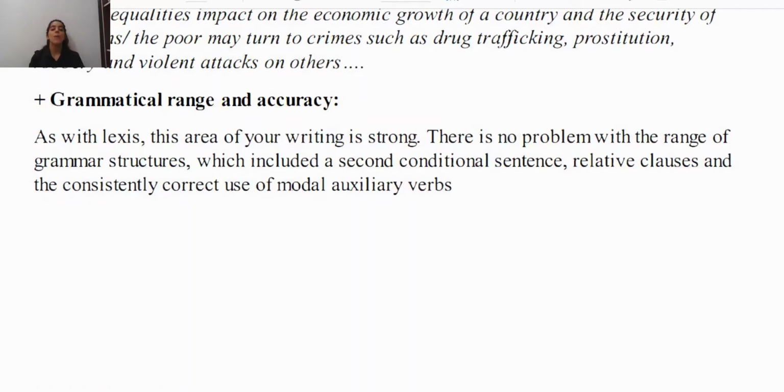So as you can conclude, this essay was a very nice one, and this one has the potentials to get a very high band score. So I hope you've learned a lot of important things and useful items from today's class.